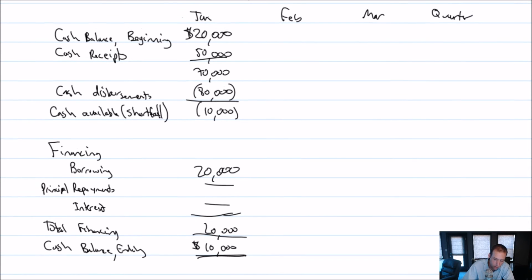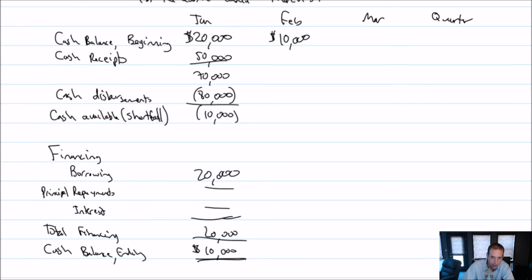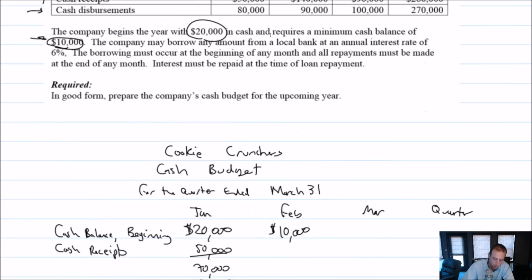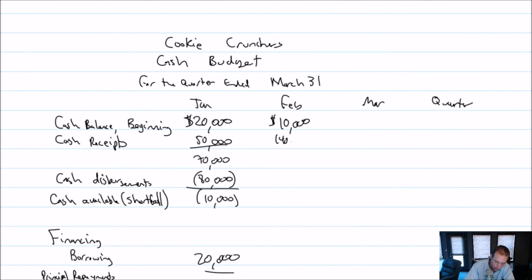Let's go up to February. February, we start with $10,000, is what we ended January with. And what happens in February? Well, I have some cash receipts. How much do I receive? $140, bringing me up to $150 in total. Cash disbursements were $90 in February, bringing me back down to 60 grand.